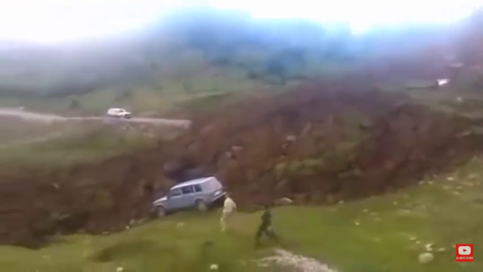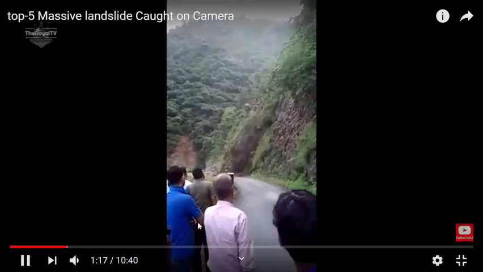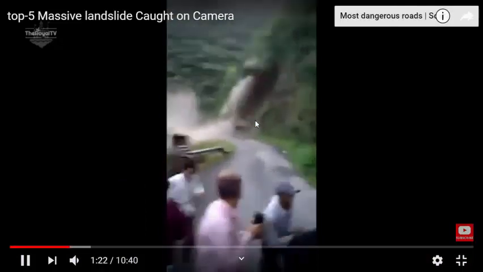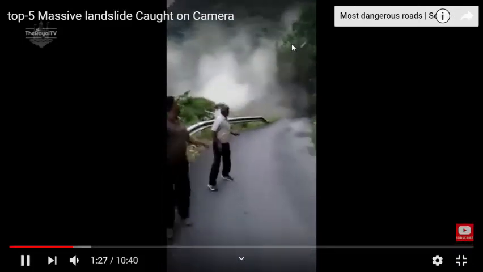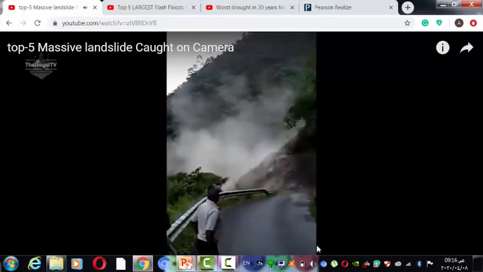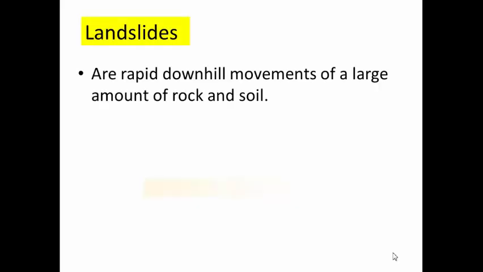So we can watch from here another landslide. It's another landslide. Yes, I think now we understand the meaning of landslide from these videos. Now let's get back here to the landslide. We understand that landslides are rapid downhill movements of large amounts of rock and soil.